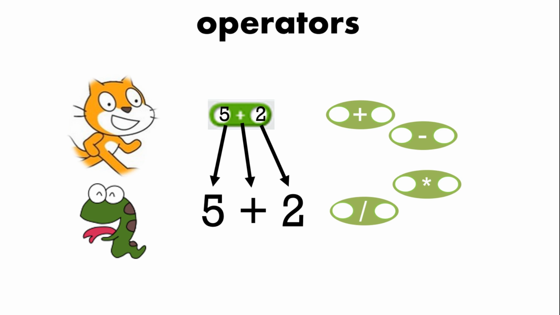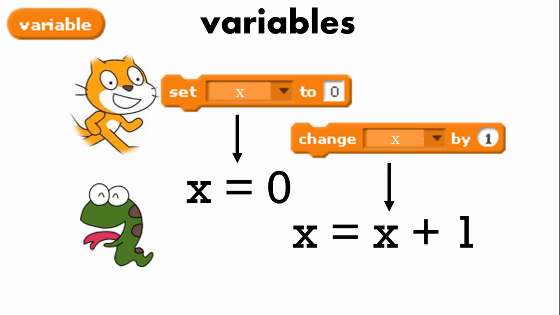And in Scratch also we have variables. Very similar in Python. Set x to 0 in Python is x equals 0. If we want to change the variable value, we can change x by 1 in Scratch. In Python we would say x equals x plus 1.